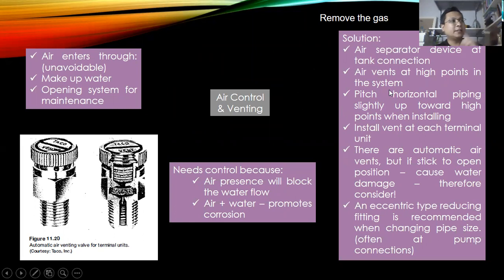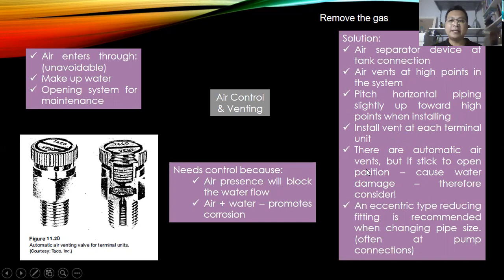From the tank, we position the vent at the upper, higher point. Pitch the horizontal piping slightly up toward the high point with the installation. So when we install the piping system, it should slope up toward the vent, and we install a vent at each terminal unit. So we need to install one at every unit.